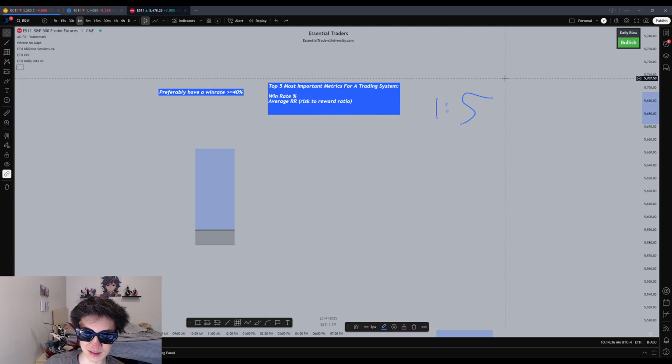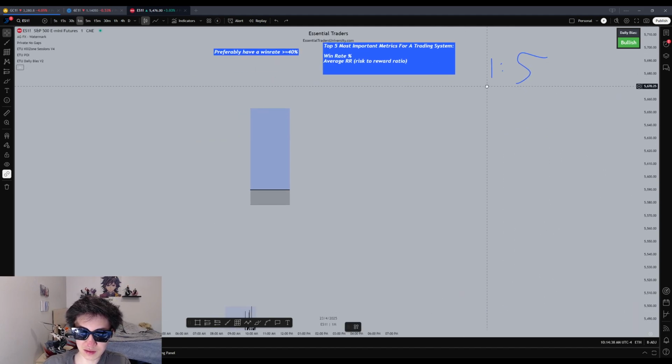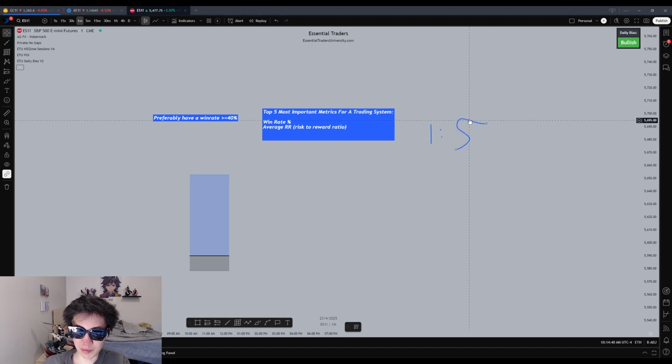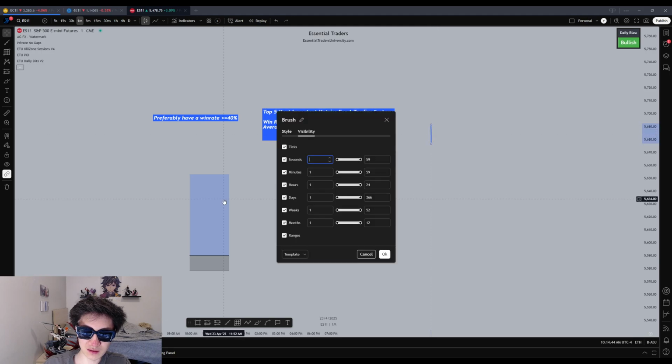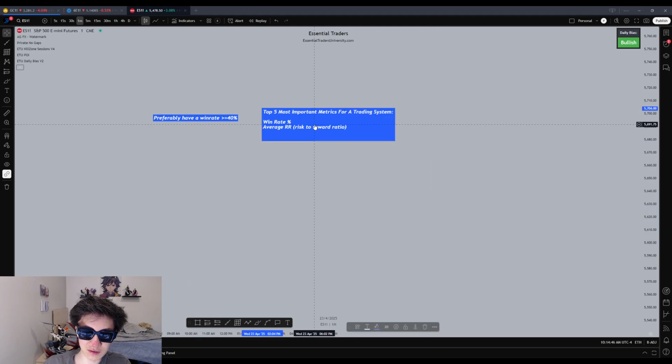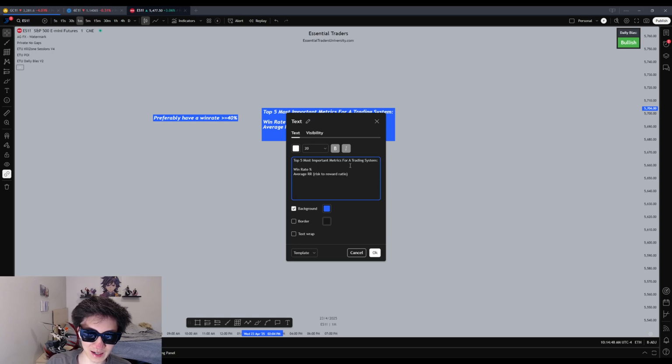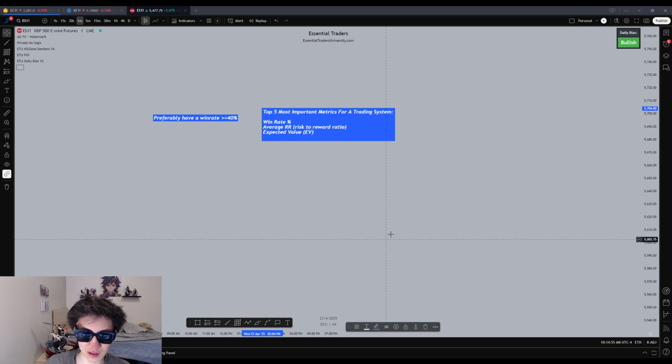So hopefully that makes sense there. That's important because the profitability or edge of a trading system is purely defined based upon these 2 metrics, the win rate and average risk reward, which gets into my next topic, which is expected value. And this is short for EV.